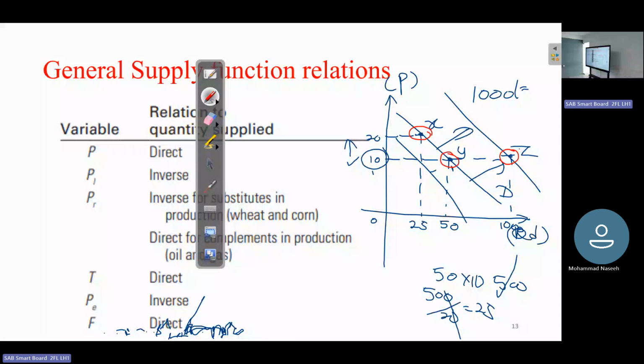When the consumer income increases to 1,000 without changing the price, demand will be changed from y to z.